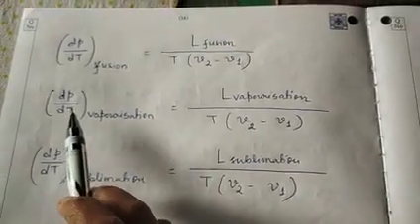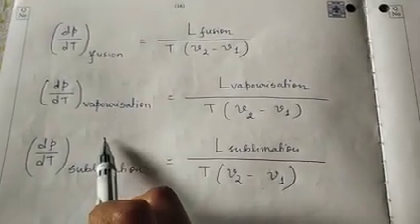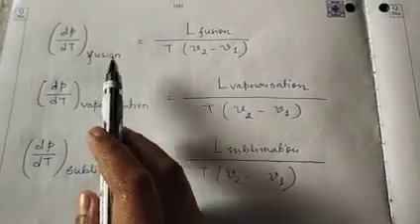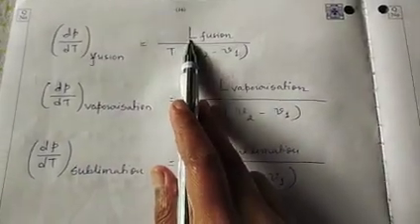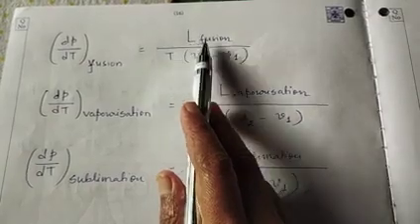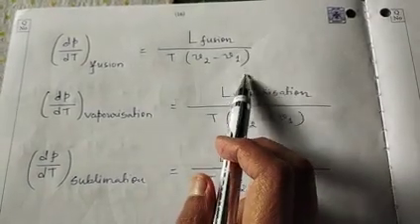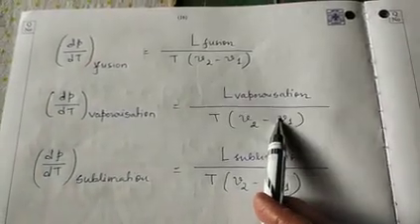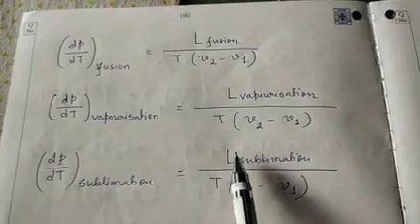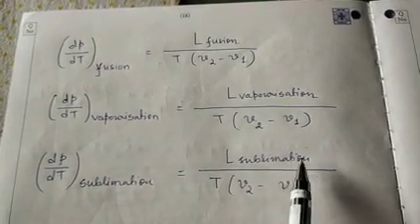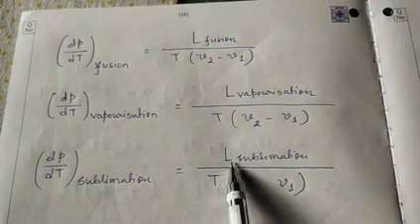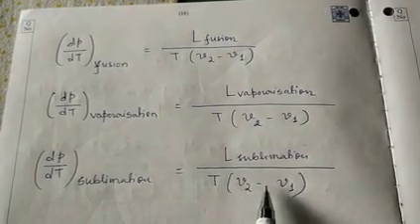So for different types of phase transition, we have this relation: dP by dT for fusion is equal to the corresponding latent heat of fusion divided by T (V2 minus V1). For vaporization, we have this relation, and for sublimation we have L. Sublimation means the latent heat required for sublimation divided by T (V2 minus V1).